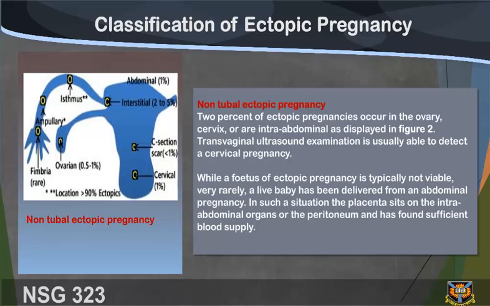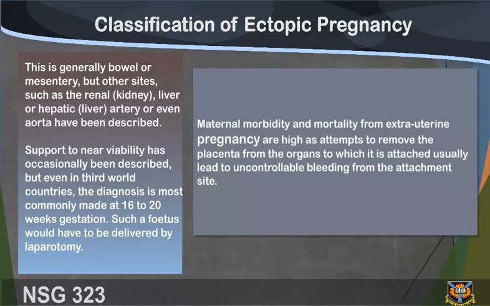In such a situation, the placenta sits on the intra-abdominal organs or the peritoneum and has found sufficient blood supply. This is generally bowel or mesentery, but other sites such as the renal (kidney), liver or hepatic artery, or even aorta have been described. Support to near viability has occasionally been described, but even in third world countries, the diagnosis is most commonly made at 16 to 20 weeks gestation. Such a fetus would have to be delivered by laparotomy.